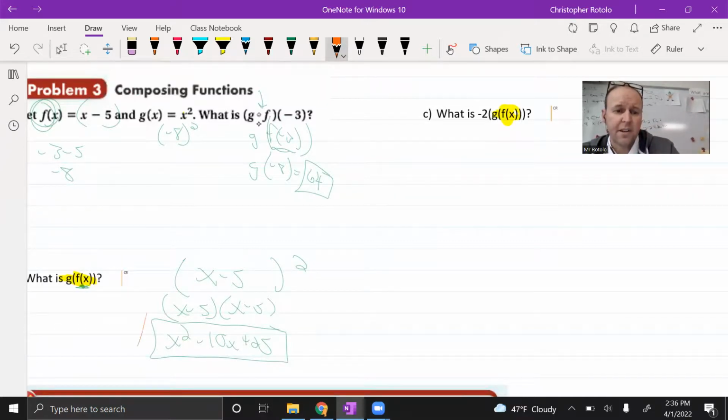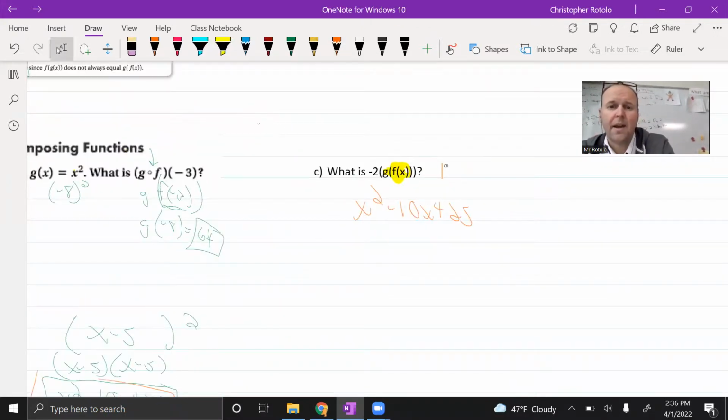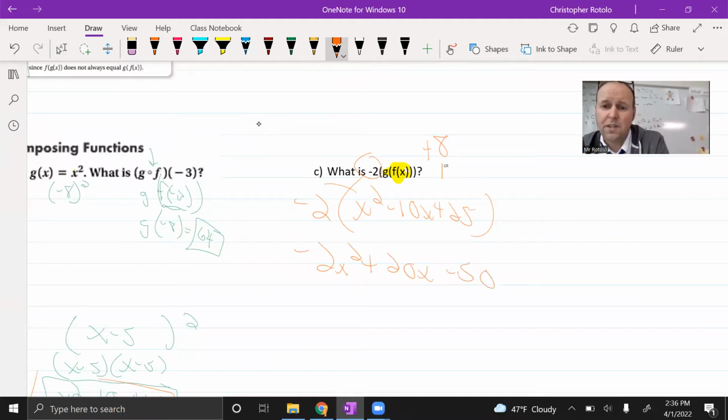So I'm going to take this entire answer that I just got, x squared minus 10x plus 25. If you want to start over and do that twice, that's totally okay. Now I'm going to multiply it by -2. If we have a multiplier out here, I could have like +8. I can do anything I want to it. We're just saying do this, follow the order of operations. That's all we're really doing, but having you work with an entire function instead of just some numbers. Distribute: -2x squared plus 20x minus 50.